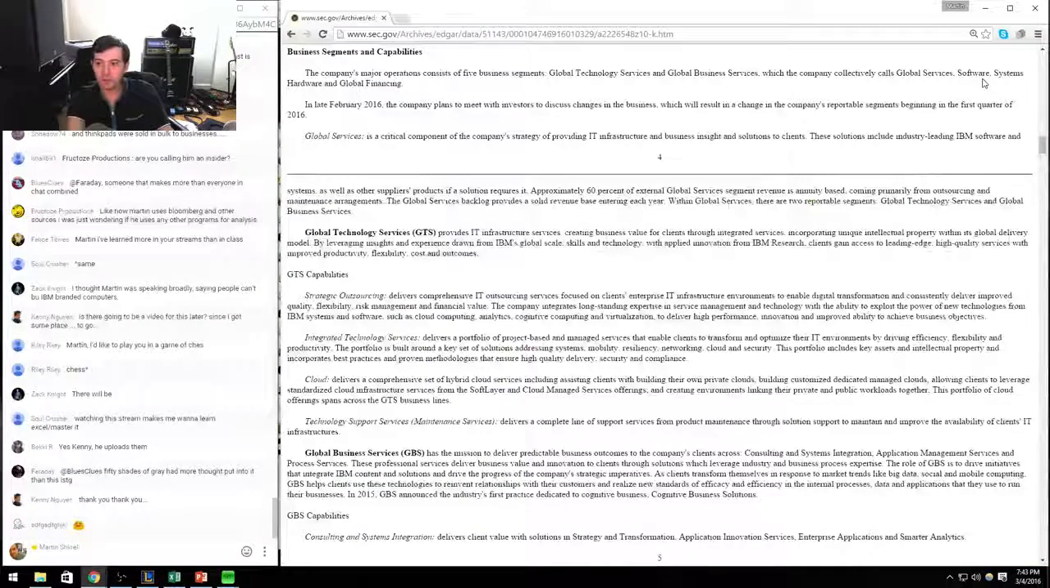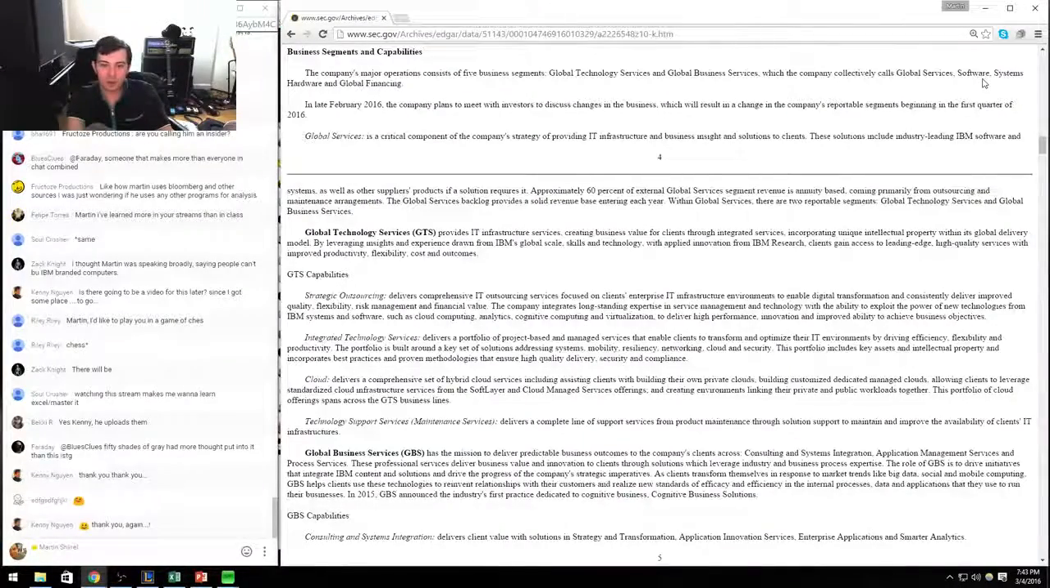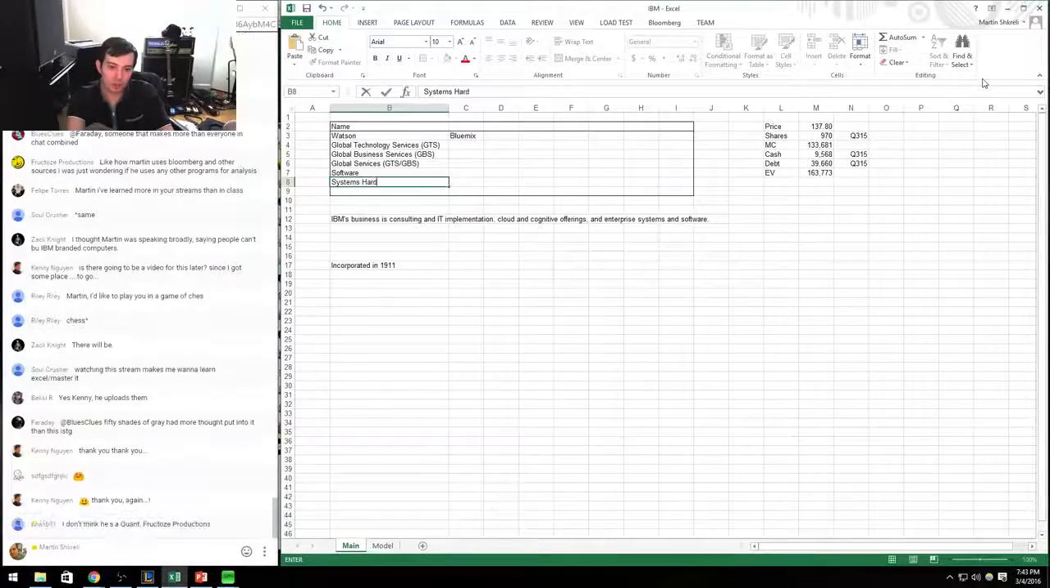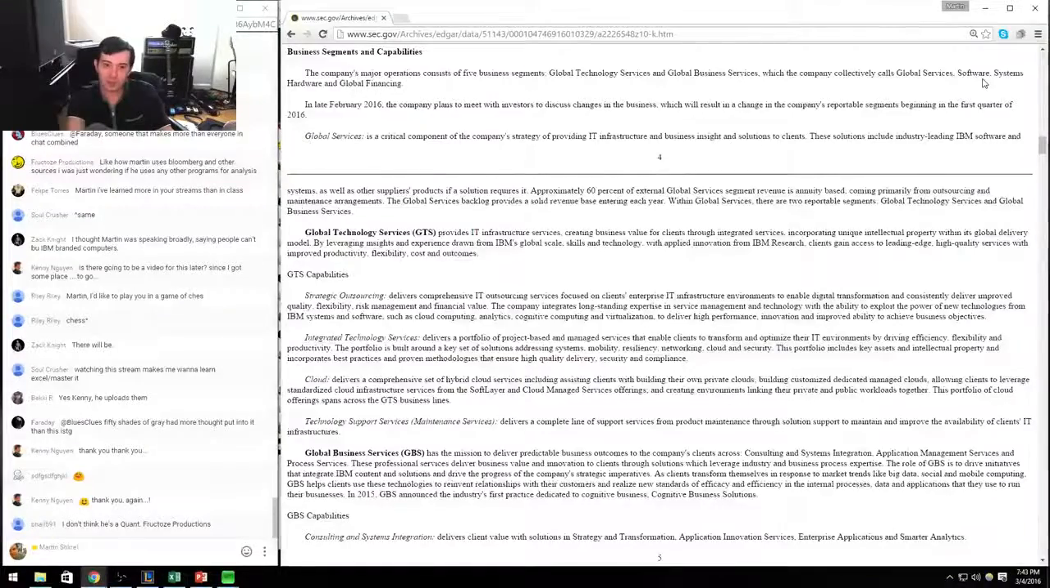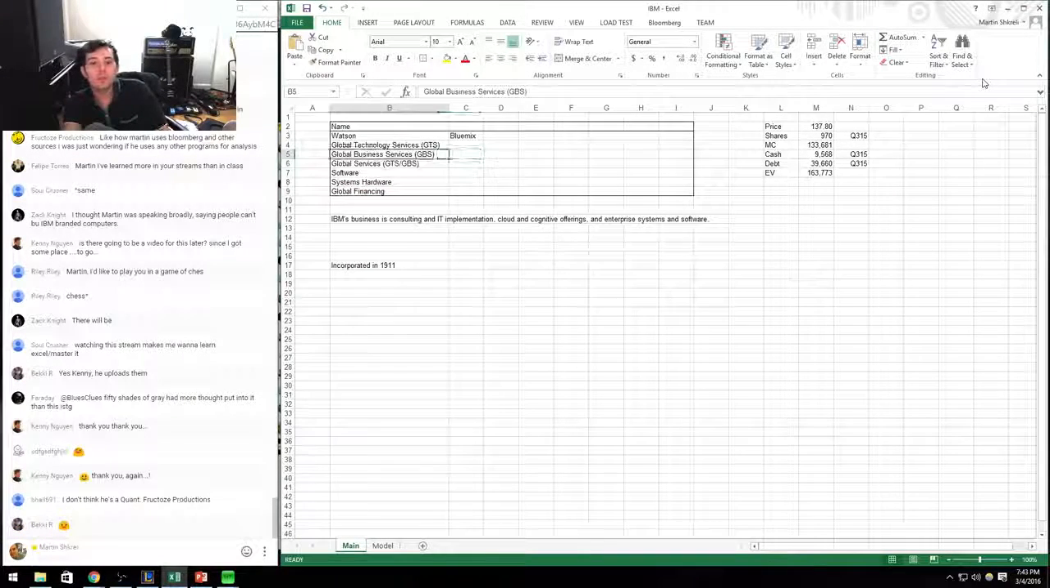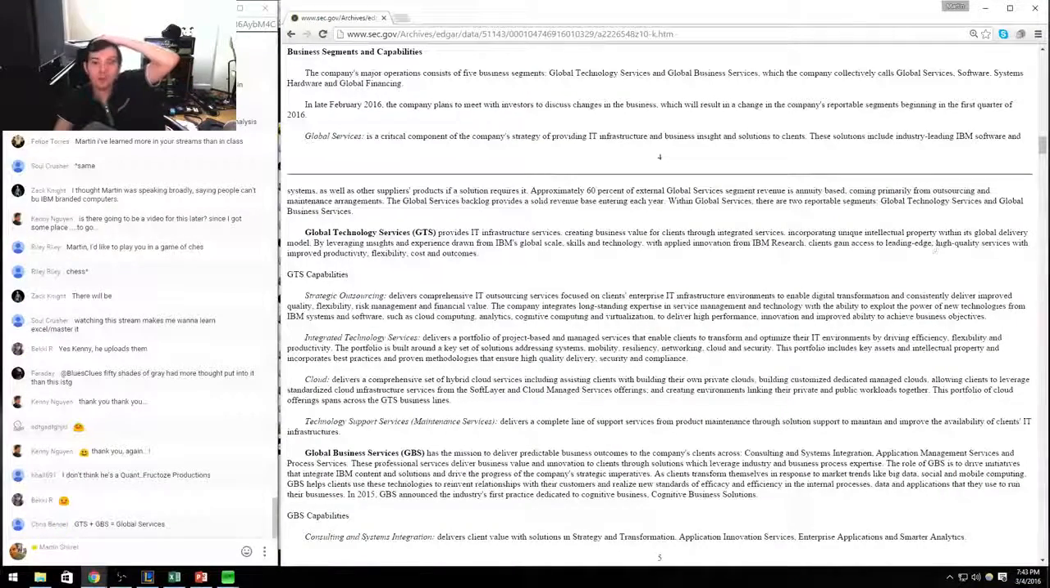All right, so they have the services business, the software business, systems hardware, so probably like mainframes and servers, and global financing. So let's see, 1, 2, 3, 4, 5. I'm guessing Watson is a part of software, but who knows?